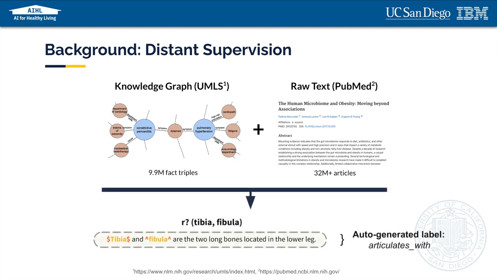Then we make the assumption that any sentence that contains an entity pair that is linked in the knowledge graph expresses the relationship between those entities. This allows us to automatically generate labels. However, this assumption leads to very noisy labels since not all sentences will express a relationship.